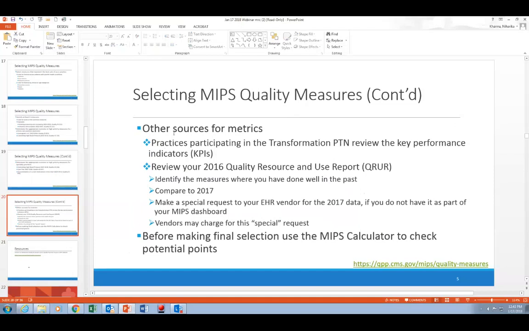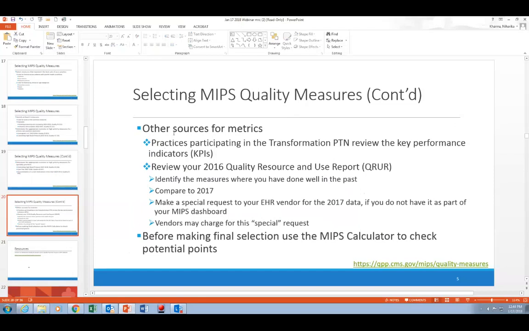You should also look at your QR/UR reports, and 2016 should be available to you, where you can look at which are the measures where you've done well this past year and in the past. So if you've done well on 2016, say nephropathy maybe, then that's the measure that you want pulled out of your EHR. If it's on your list, great. If it's not, you want to ask your EHR vendor or whoever is pulling metrics for you to go in there and pull them out for you.